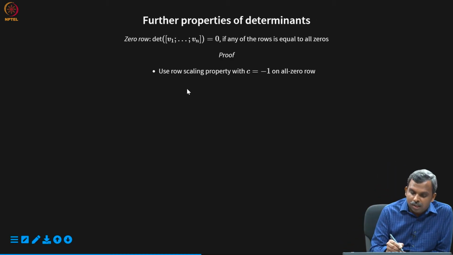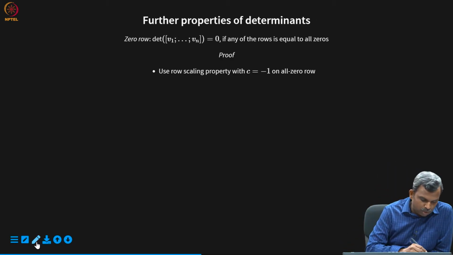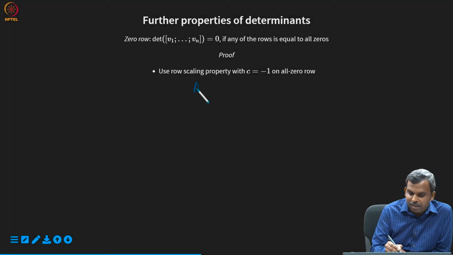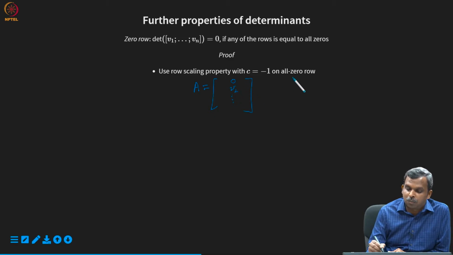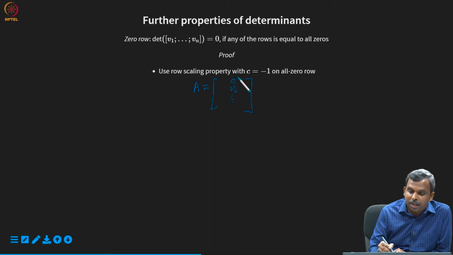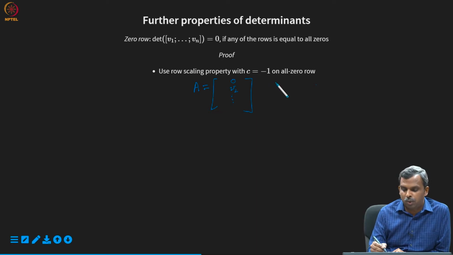Why is that? So you have a matrix A. Let's say, just for argument's sake, the first row is 0, and the next rows are some V2 and so on. Okay, so I'm going to look at the matrix which is obtained by taking the first row and multiplying it by minus 1. So row 1 into minus 1. If I do that, what do I get? I get the same matrix, right? Why is that? Because the first row is 0. If you multiply by minus 1, you get the same matrix.